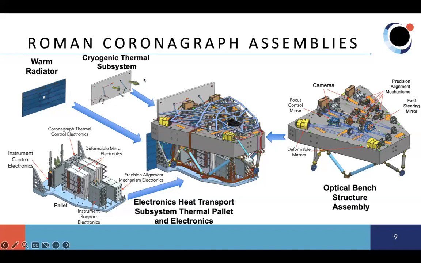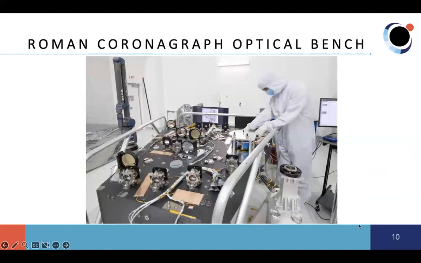So here's the overall instrument. We have a warm radiator and thermal subsystems here. This is the main optics bench. All the interesting stuff happens with the light passing back and forth. It's 2 deformable mirrors, some focus control, some fast steering mirrors, and all of its PAMs, or precision alignment mechanisms, which hold our filters and our coronagraph masks, are all in the center here. I'll show you some photos of that as well. And then here's all of the hardware that drives all of that stuff on the optics bench. So here's a picture of the optics bench itself, just to show that it's something that's real.